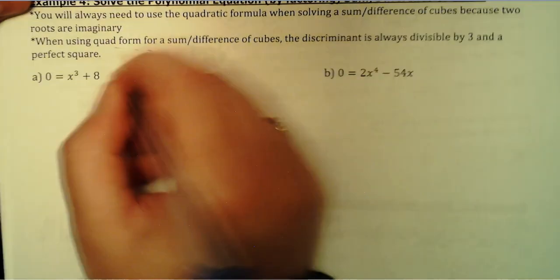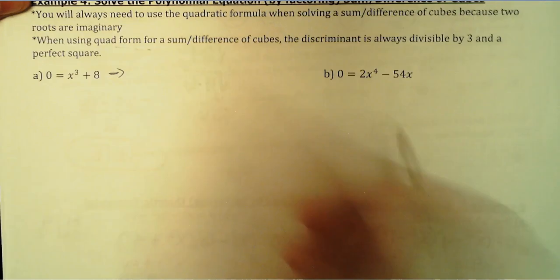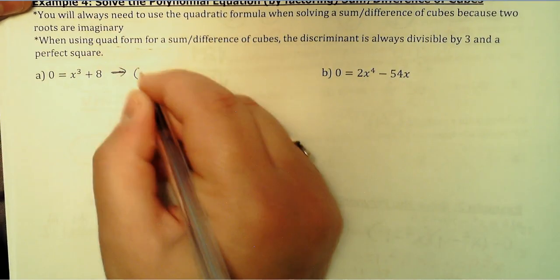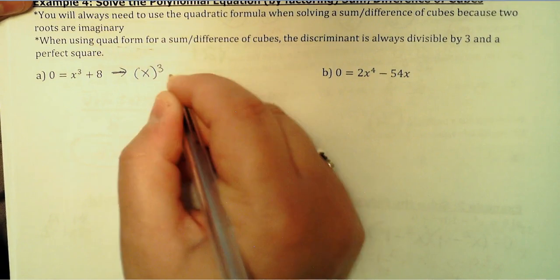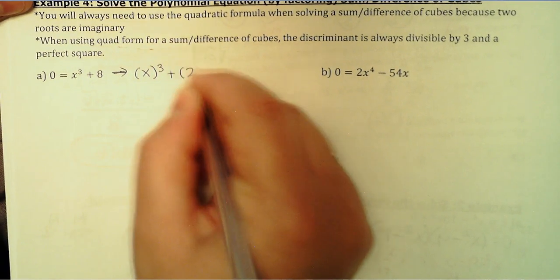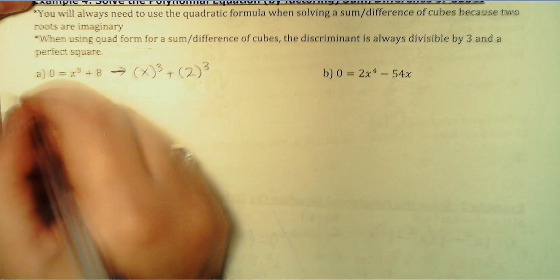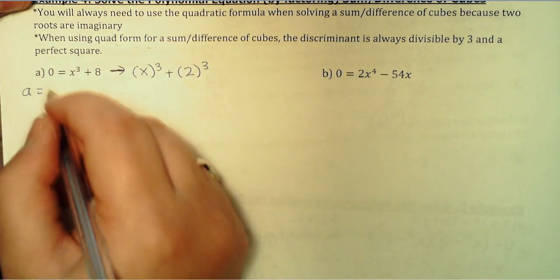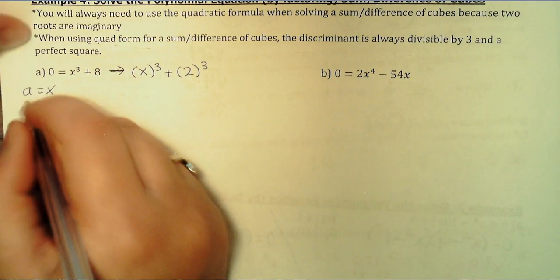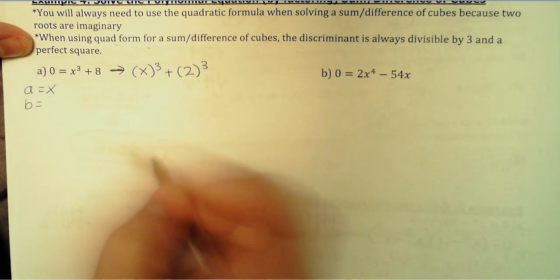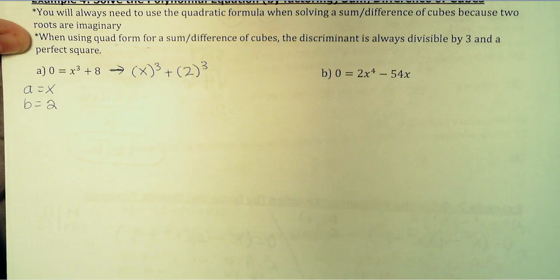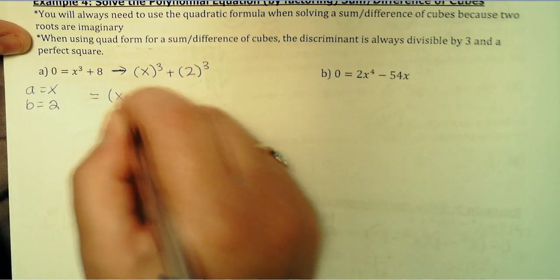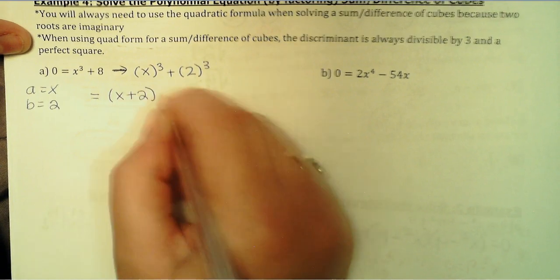Okay, so first thing I want to do is I want to factor these. So I'm just going to rewrite this real quick. This is x to the third, and 8 is the same thing as 2 to the third. So in the factoring formula that you guys see right above here, everywhere I see an a, I'm going to replace it with an x. And everywhere I see a b, I'm going to replace it with a 2. And so the factored form here, this is a sum of cubes, x plus 2.